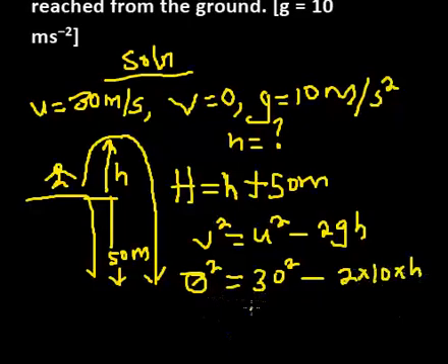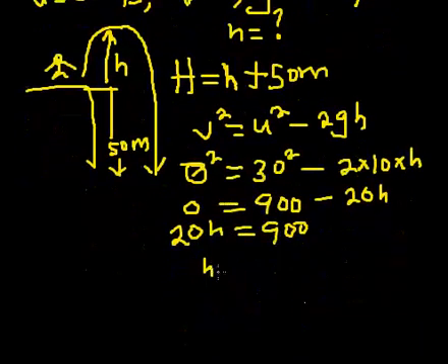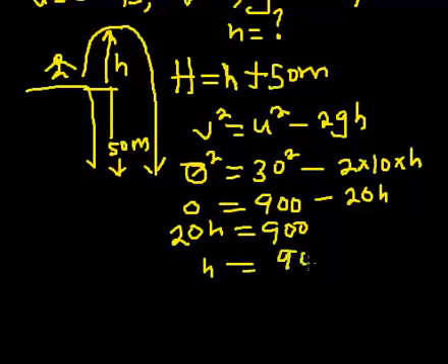So 0 squared is 0 already, and 30 squared is 900. 2 times 10 is 20, that's 20h. If I rearrange this equation, bring this minus 20h to this side, it becomes 20h equal to 900. So I can easily get my h, which is 900 divided by 20. If we do that, what I will have is 45 meters.